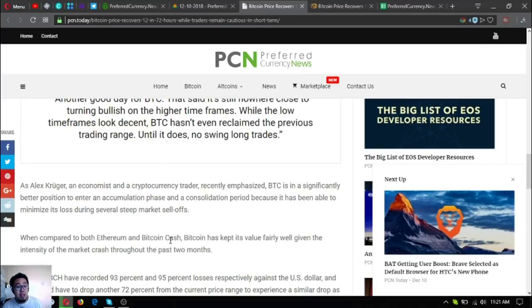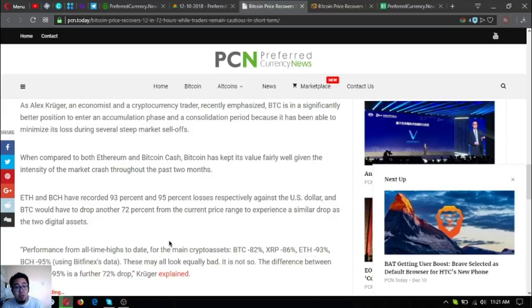Okay, so as Alex Kruger, an economist and a cryptocurrency trader, recently emphasized, BTC is in a significantly better position to enter an accumulation phase and a consolidation period because it has been able to minimize its loss during several steep market sell-offs. When compared to both Ethereum and Bitcoin Cash, Bitcoin has kept its value fairly well given the intensity of the market crash throughout the past 2 months. Ethereum and Bitcoin Cash have recorded 93% and 95% losses respectively against the US dollar, and BTC would have to drop another 72% from the current price range to experience a similar drop as the two digital assets.